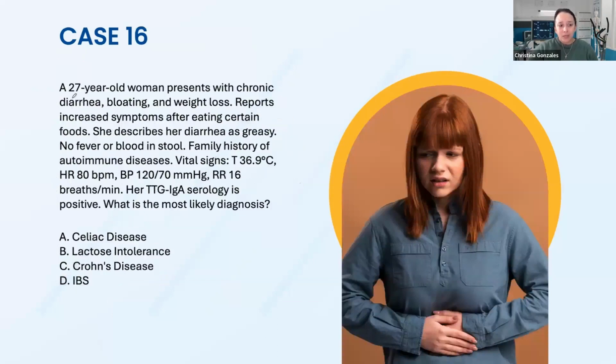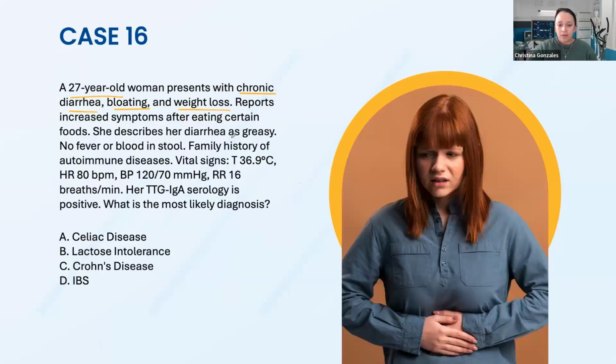Case 16, 27-year-old with chronic diarrhea. She also has some bloating and weight loss. Increased symptoms after eating certain foods. She didn't really say which ones. Maybe she hasn't quite put two and two together yet, but it does seem to be precipitated by that.